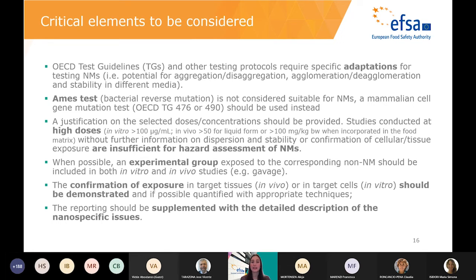When possible, an additional experimental group exposed to the corresponding non-nanoform should be included in both in vitro and in vivo studies. The confirmation of exposure in target tissues for the in vivo or in target cells for the in vitro should be demonstrated and, if possible, also quantified with appropriate techniques. And also the reporting should be supplemented with detailed descriptions of the nanospecific issues.